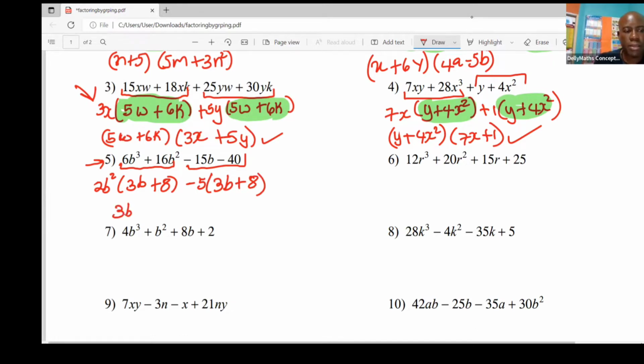So let's write back these brackets that are the same, and the other two things on the outside, which is 2b squared and negative 5, will come in this bracket.